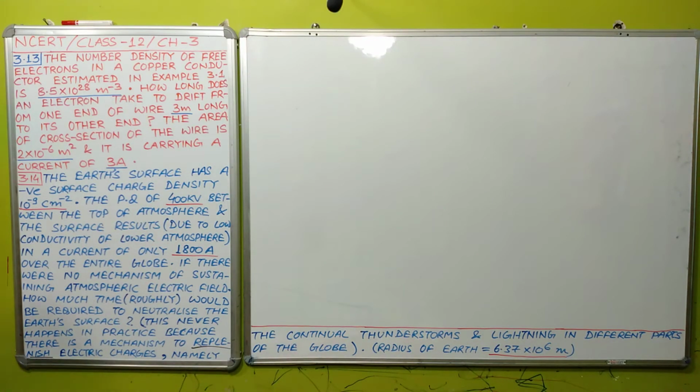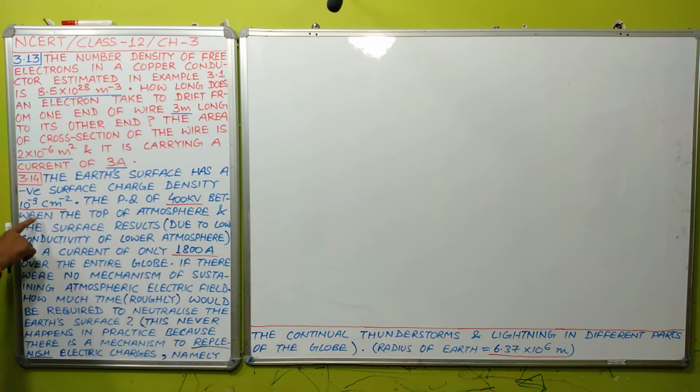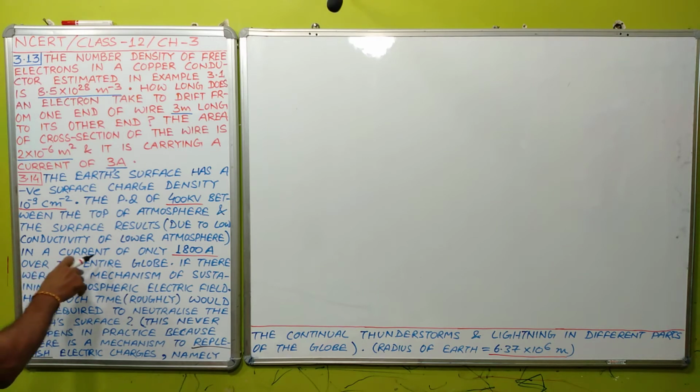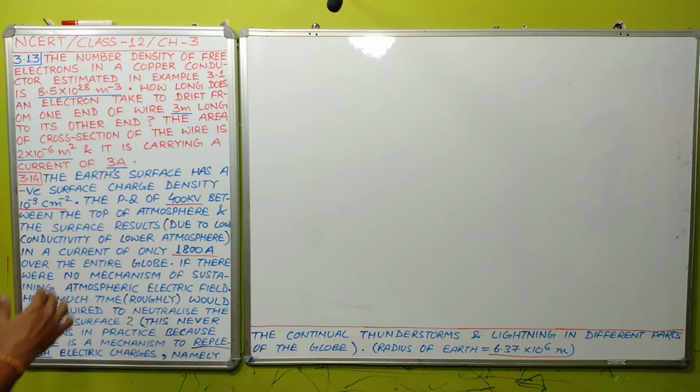This question is saying, student, the Earth's surface has a negative surface charge density 10 to the power minus 9 coulomb per meter square. The potential difference of 400 kV between the top of atmosphere and the surface results, due to low conductivity of lower atmosphere, in a current of only 1800 ampere over the entire globe. If there were no mechanism of sustaining atmospheric electric field, how much time roughly would be required to neutralize the Earth's surface?